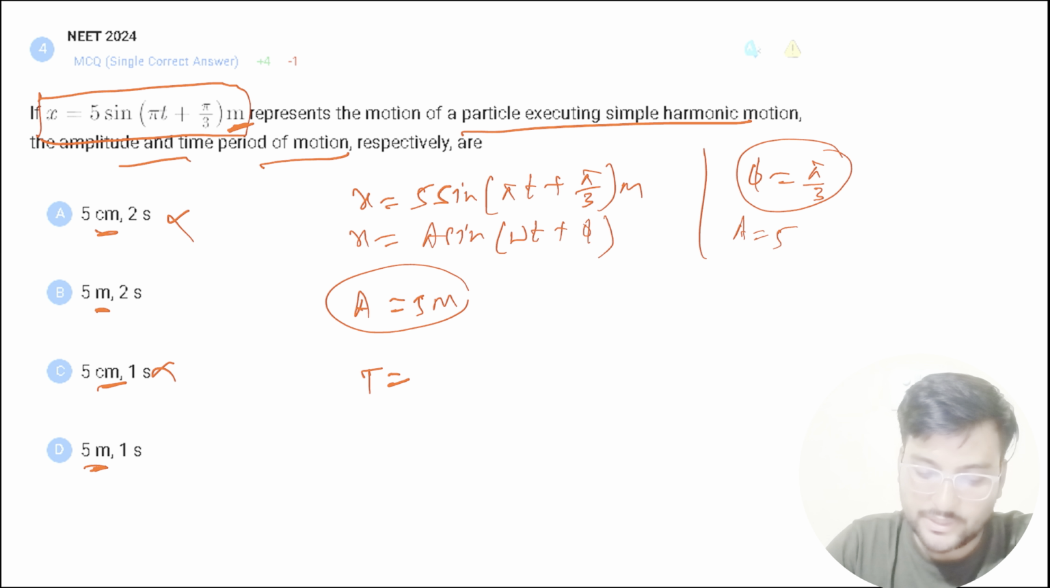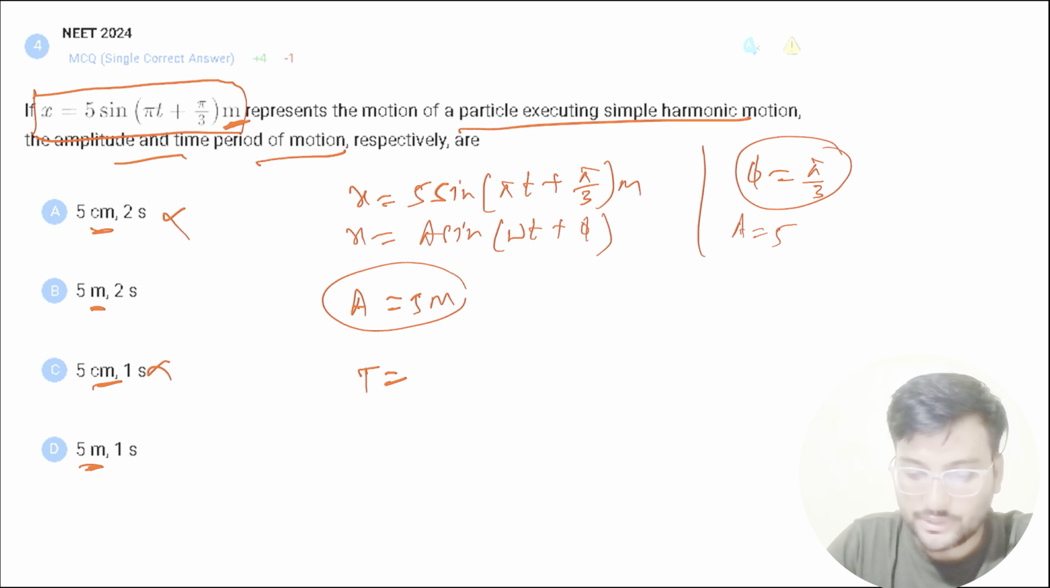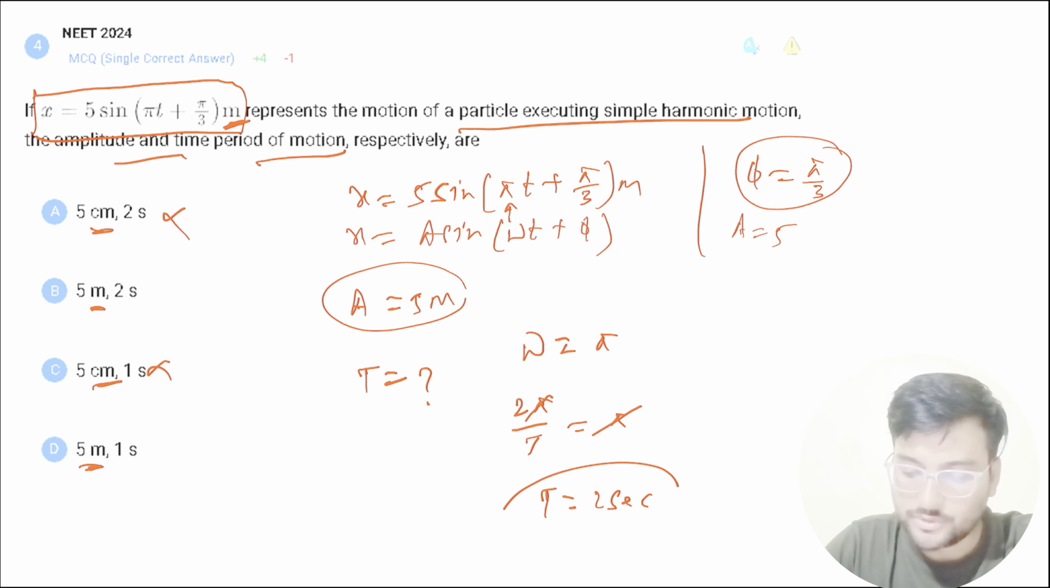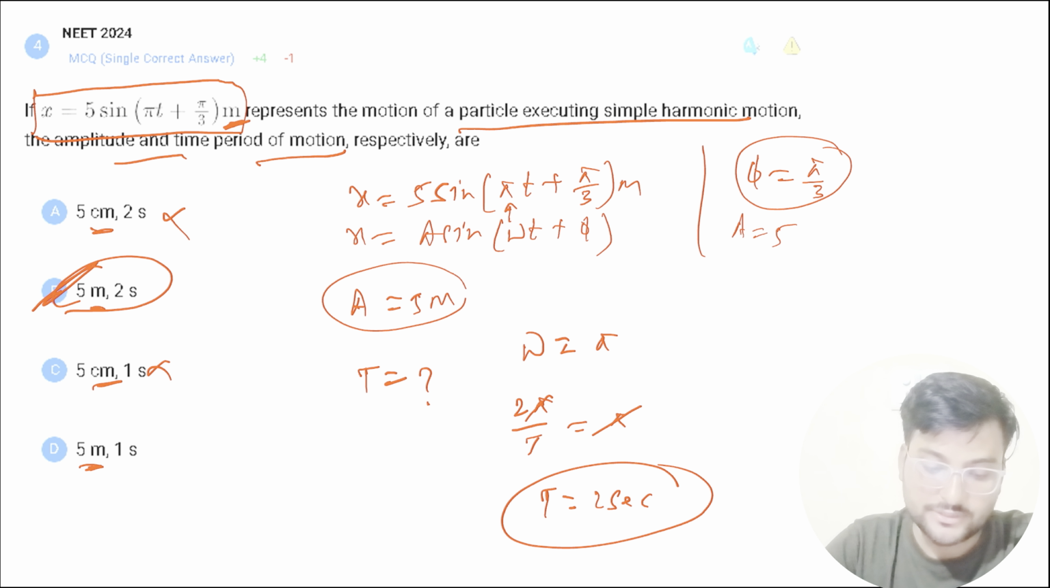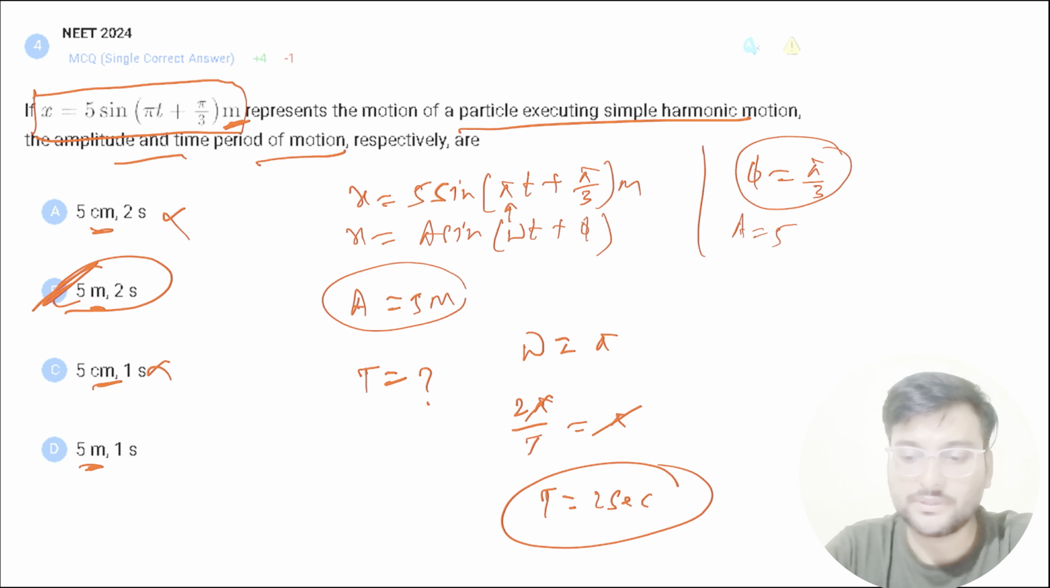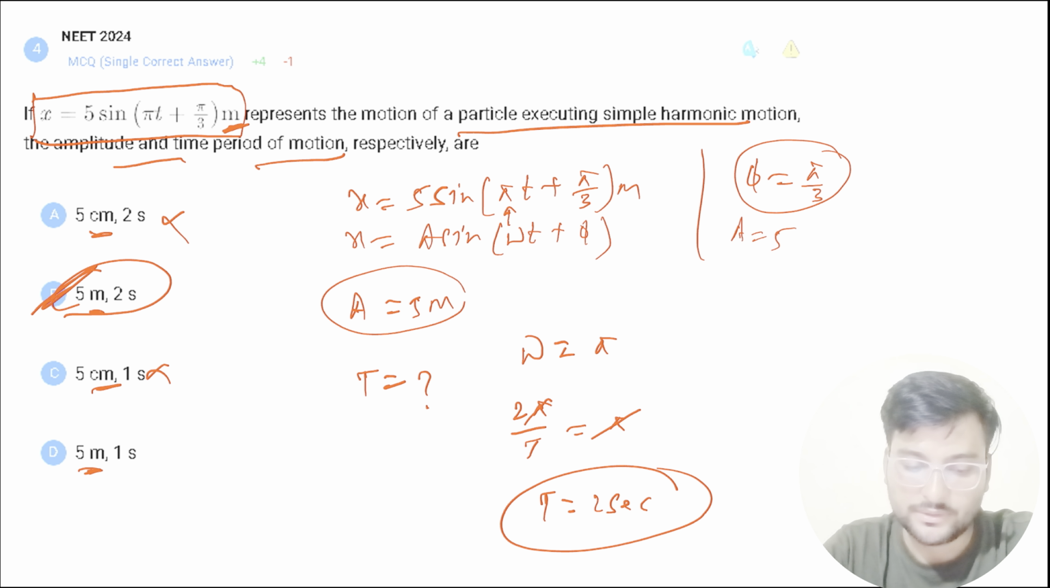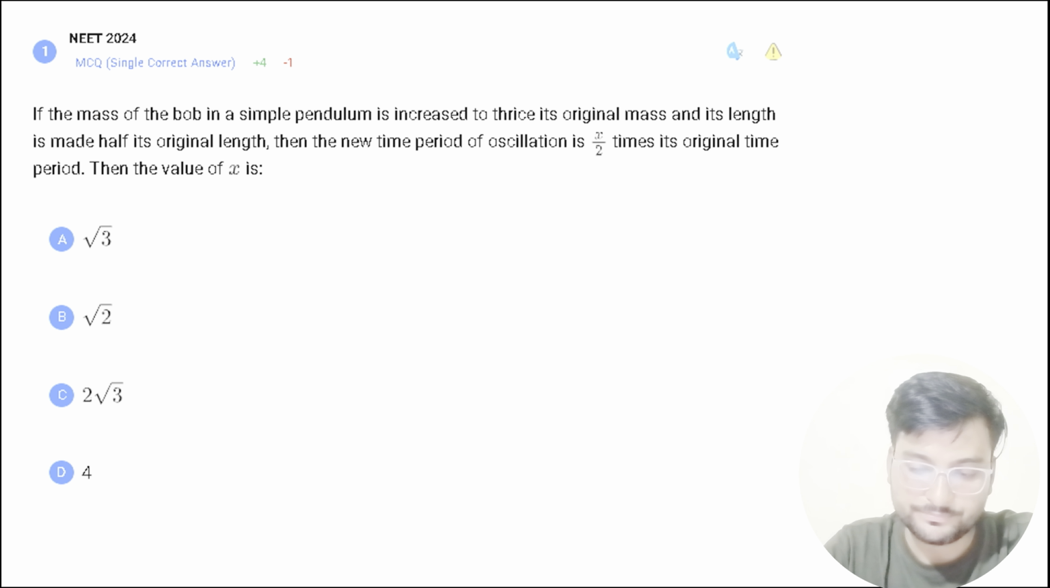Now what is the time period here? For the time period we are talking about the omega. Omega is equal to how much? Omega is equal to pi. So we know omega is equal to 2 pi by T, so pi cancels out, so T is equal to 2 seconds. So in this case we can say that option B is the correct option rather than the other options, right? Now we are going towards the next question.